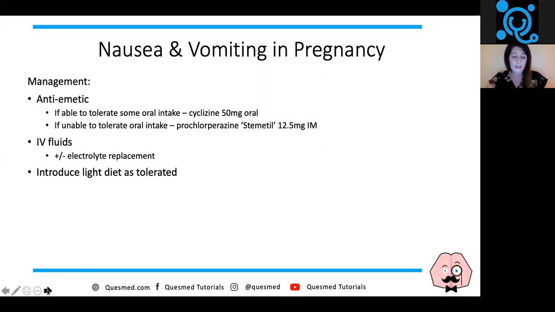If the woman has evidence of dehydration, so if she has ketones, hypotension, anything like that, then she needs IV fluids plus or minus electrolyte replacement. Normally we just replace fluids with something like Hartmann's, but do be mindful, if her potassium's low, she will need replacement. And then a light diet is introduced as tolerated. Normally these patients do quite well, and some IV fluids and some antiemetics work great, and the women are discharged with a supply of antiemetics to take home with them.